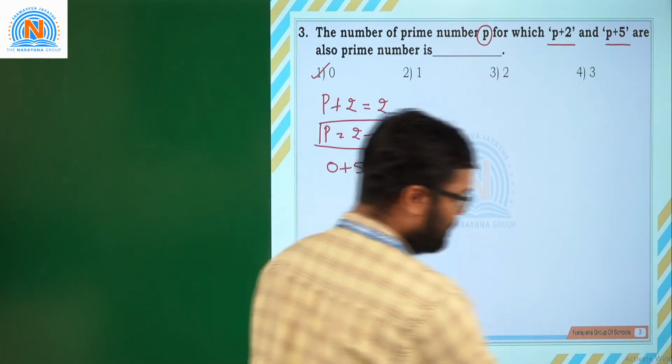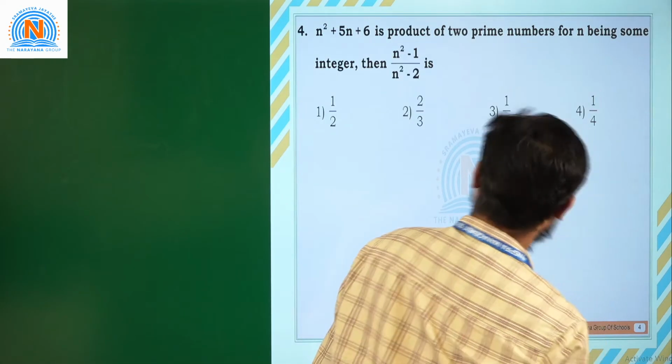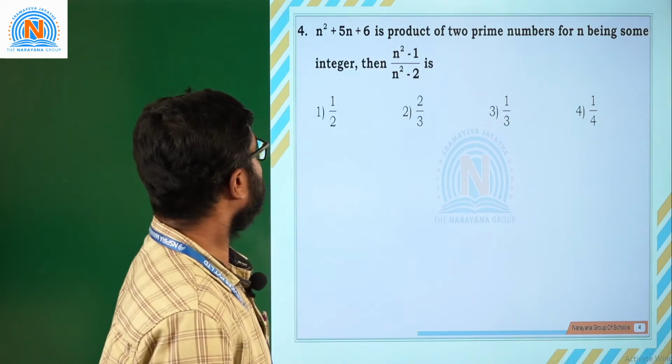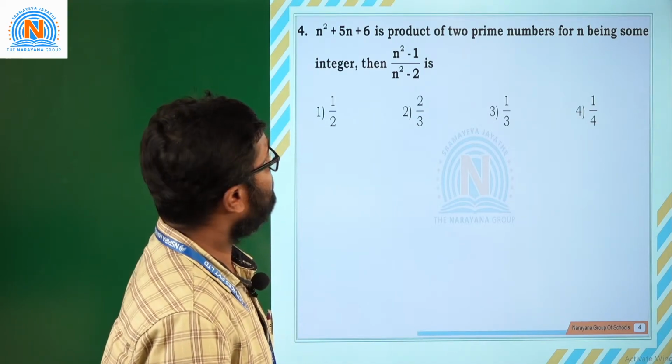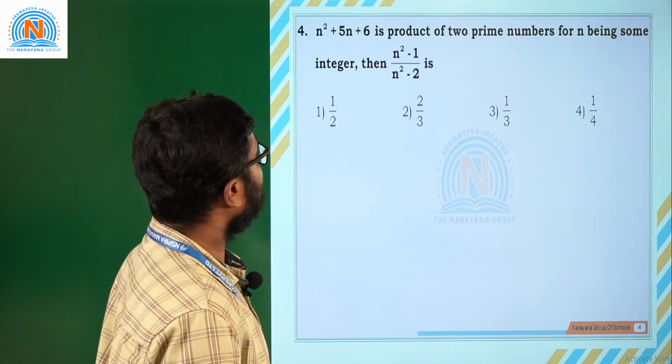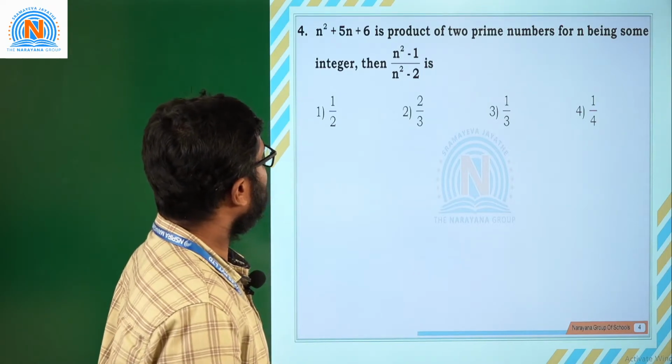So let's discuss the next question, children, the fourth question on the screen. If n square plus 5n plus 6 is the product of two prime numbers for n being some integer, then find n square minus 1 by n square minus 2.